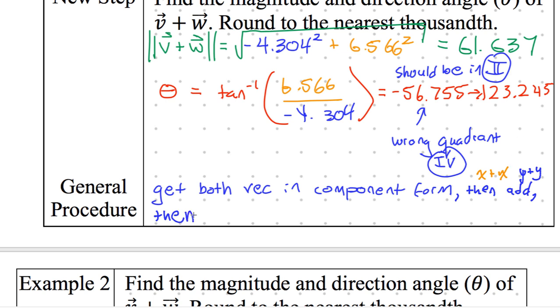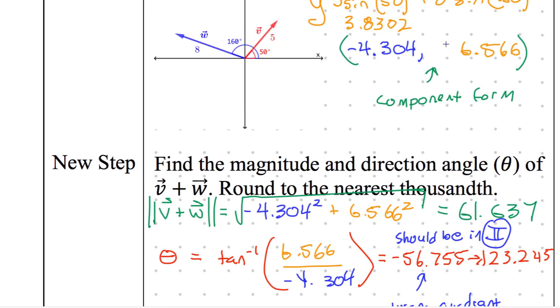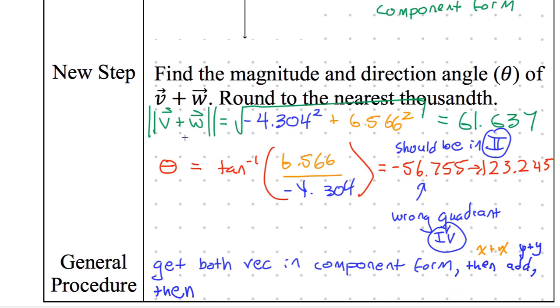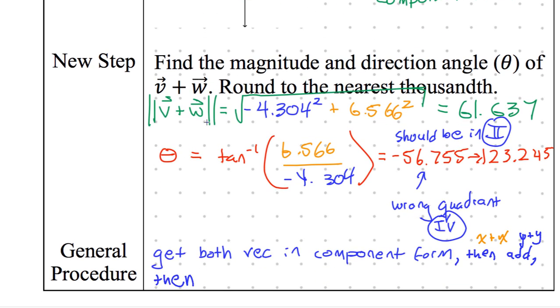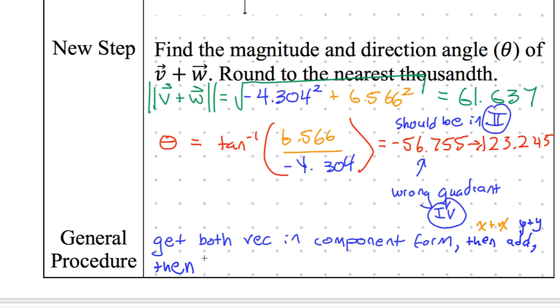Then what do we do after that? Once we got to component form, we needed to do this step. What do we do down here? You find magnitude and direction, or magnitude and your theta, using formulas. Perfect.